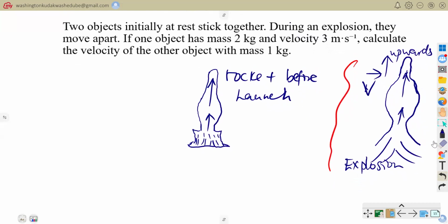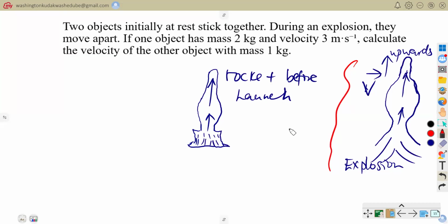I'll keep this diagram because I don't want to repeat this drawing. Two objects initially at rest stick together. So we have got two objects that are initially at rest. During an explosion, they move apart. If one object is mass 2 kg and velocity of 3 meters per second, calculate the velocity of the other object with mass 1 kg.